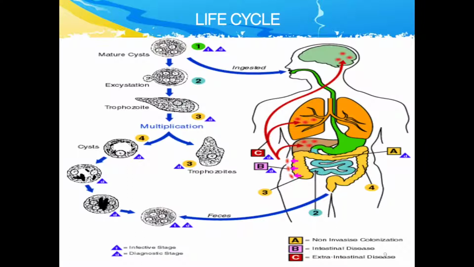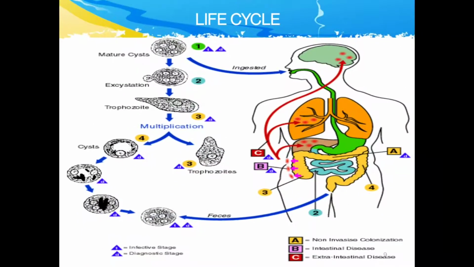On the other hand, the mature cyst divides further into excystation, and the third step is the trophozoite. This trophozoite multiplies and forms cysts and trophozoites. Here is the diagnostic stage, identified by the D. The triangle D is the diagnostic stage, and where F is written, that is the infective stage.